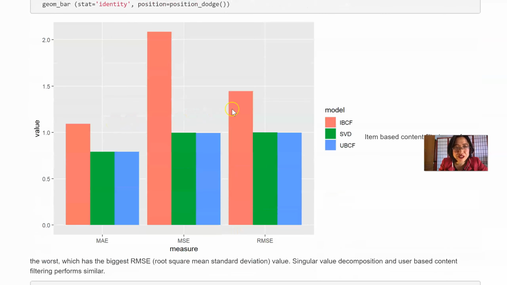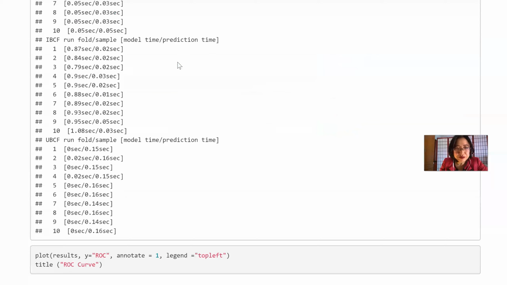To help with the visualization, I am plotting them on this bar graph. As we can see, IBCF's standard error way exceeds that of SVD and UBCF. So item-based collaborative filtering performs the worst in this case.